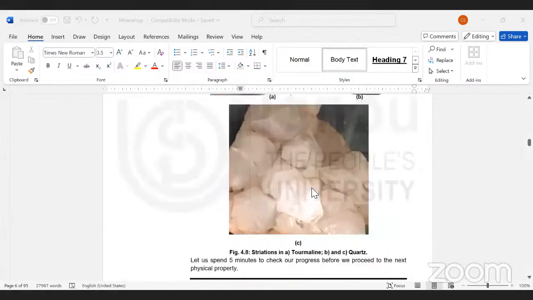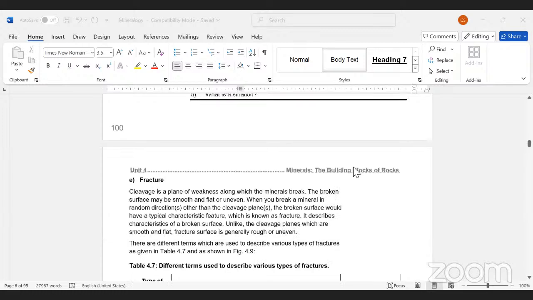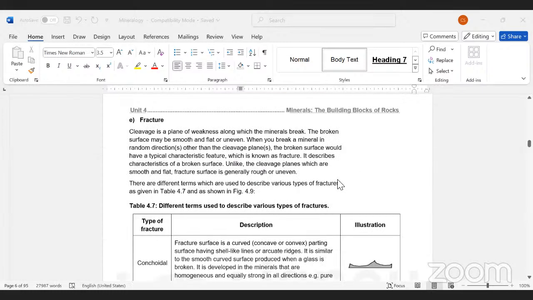So that is one physical property. And one more is fracture. Fracture is a plane of weakness along which the mineral breaks. The broken surface may be smooth and flat or uneven. When you break a mineral in random directions, the broken surface would have a typical characteristic feature, which is known as the fracture.